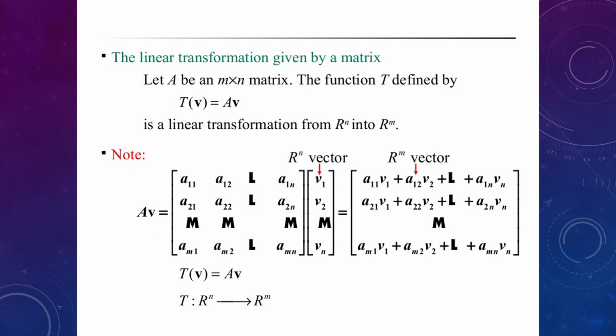The linear transformation given by a matrix A is an m by n matrix. The function T is defined as T(v) equals Av, which is a linear transformation from Rn into Rm. Rn vector, Rm vector. This we can write as a11, a12, and so on to a1n, then a21, a22, and so on to a2n, and we can write it like this in matrices: a11 v1 plus a12 v2 plus and so on plus a1n vn.